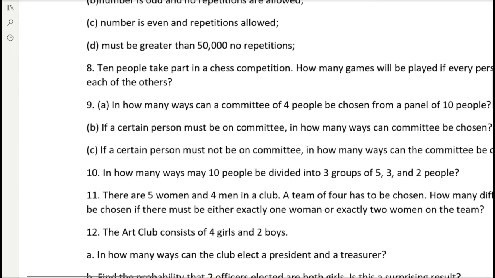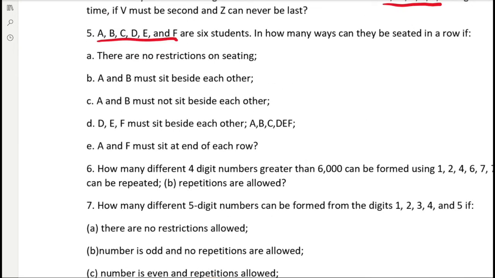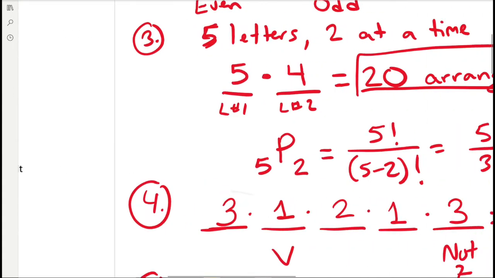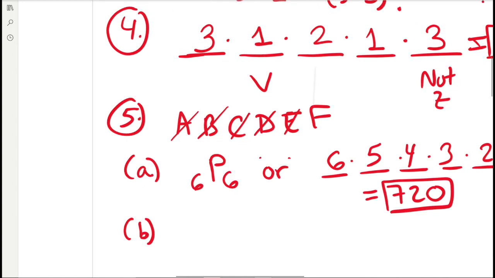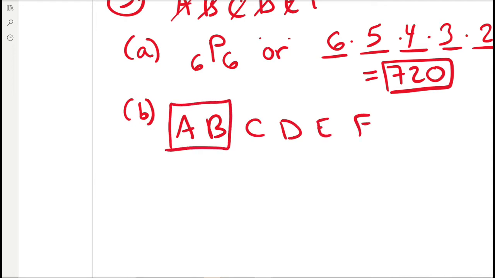So for part B, A and B must sit beside each other. Since A and B must sit beside each other, it helps if you write this out as A, B, C, D, E, F. Now it helps if you write this out as one object, because A and B have to sit beside each other.